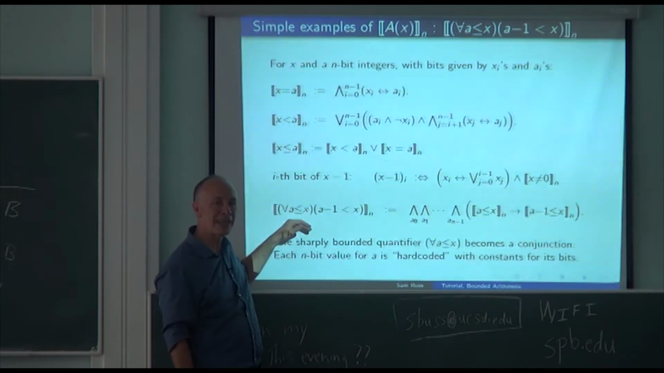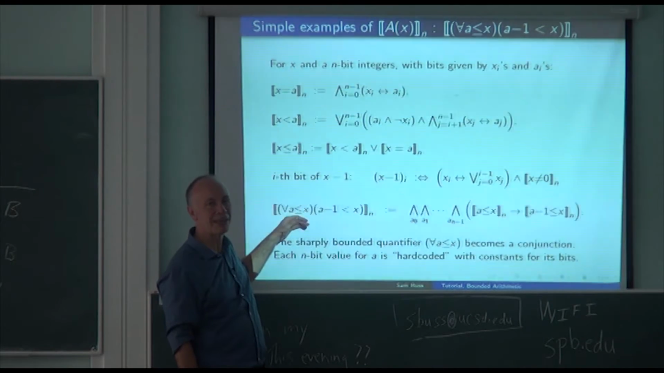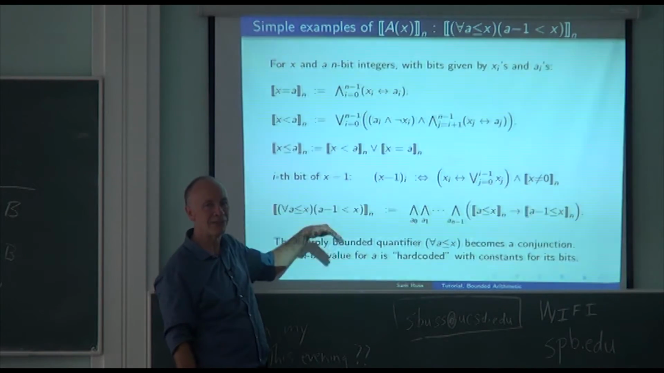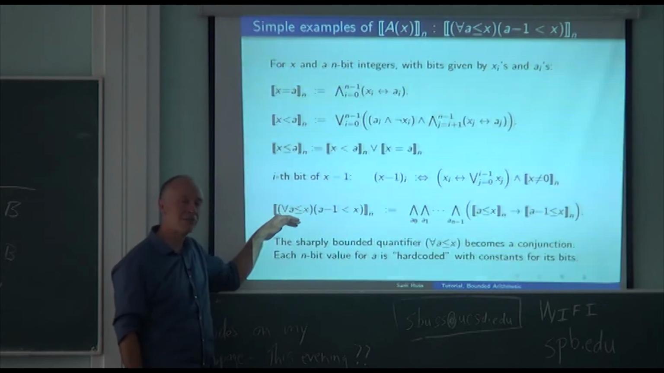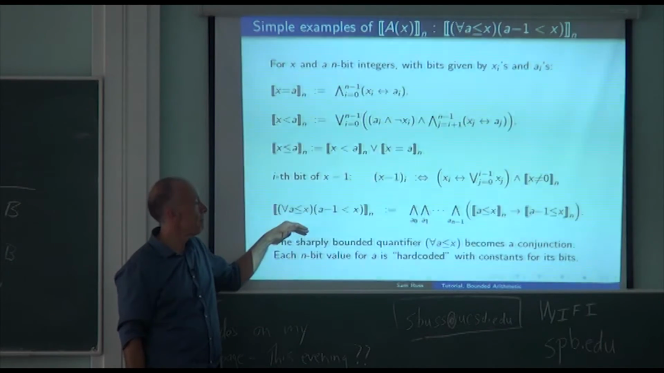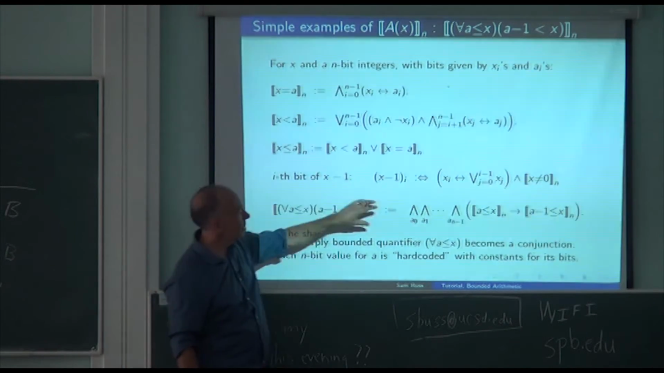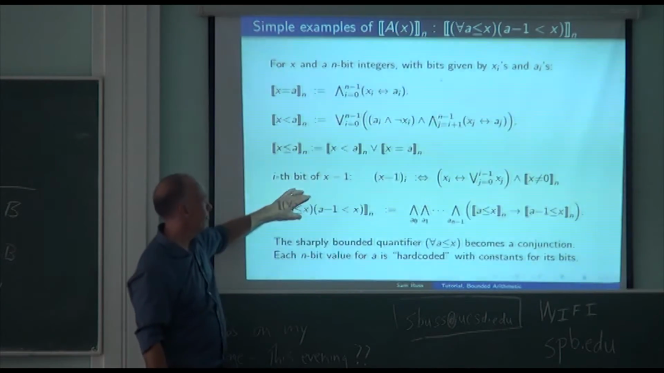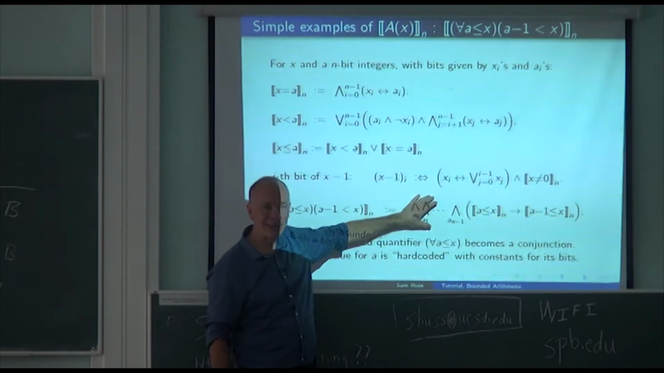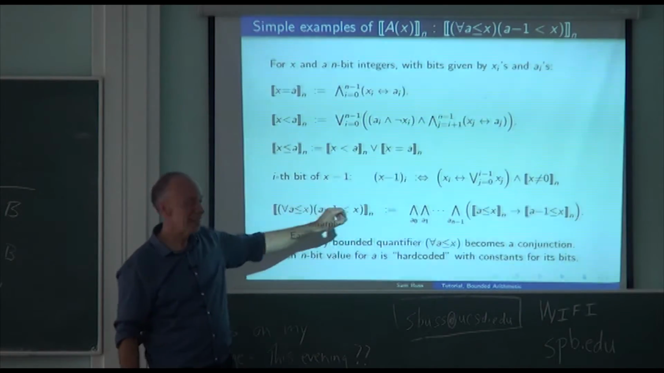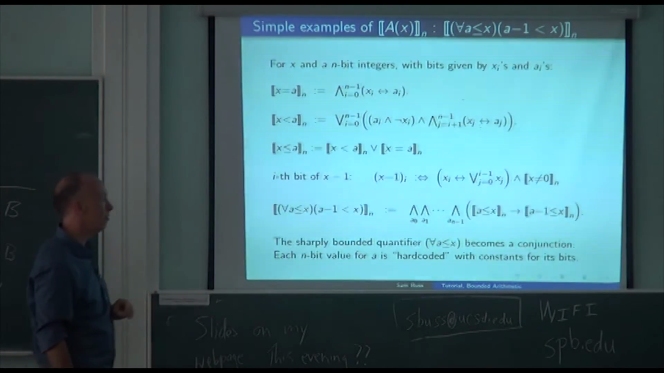So a is 0, the a sub i's are all false. A is 1, the lower order bit is true, and all the rest of the bits are false. A is 2, and so forth. So the "and" is just literally changed to a conjunction. Because this is supposed to be a sharply bounded bound, the conjunction is only polynomial size. And so it becomes a polynomial formula.